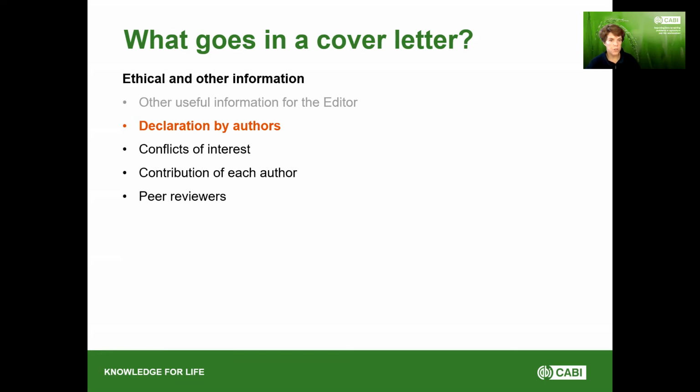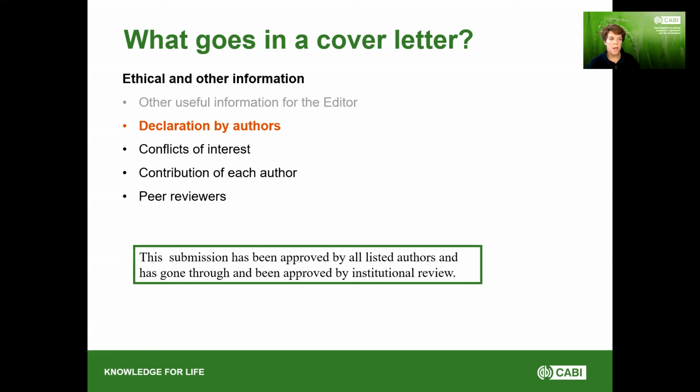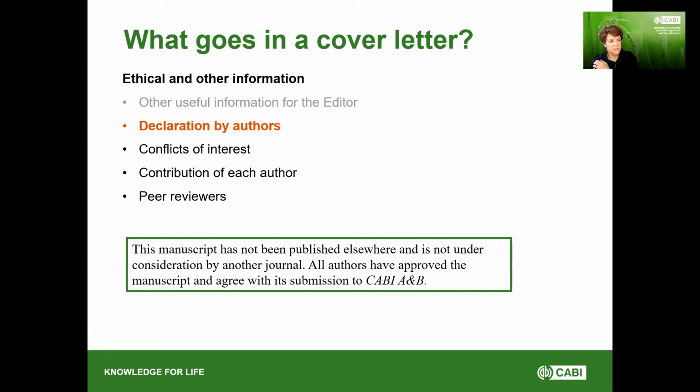Also, you should include a declaration of the authors that all authors have seen and approved the manuscript, the version of the manuscript that you're submitting, and if there have been any institutional reviews that the manuscript has had to go through, make a statement that it has gone through and been approved through those institutional requirements. Here's an example of a sentence that covers these same kinds of things. This manuscript has not been published elsewhere and is not under consideration by another journal. All authors have approved the manuscript and agree with its submission to CABI Agriculture and Bioscience.